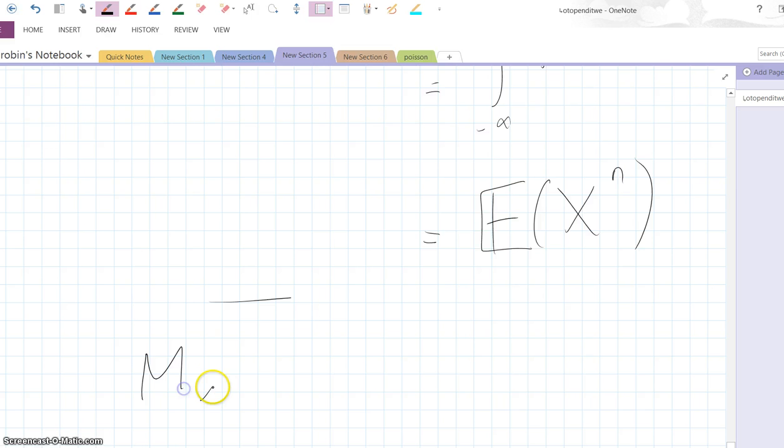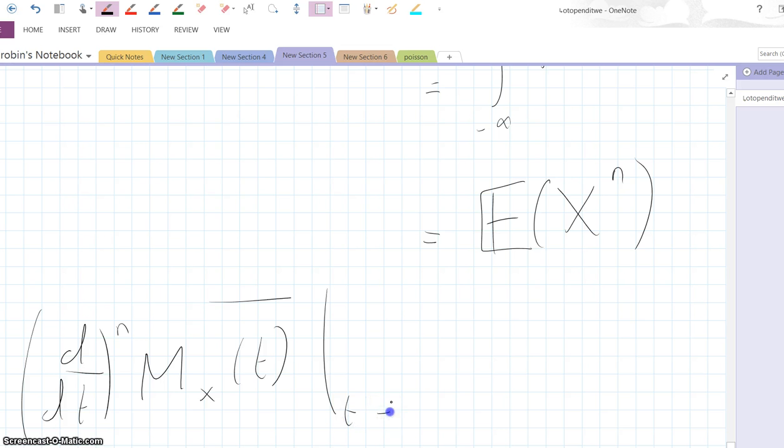We've got the moment generating function of x of t differentiated n times, evaluated at t equals 0, equals the nth moment, the expectation of x to the n, of the random variable x.